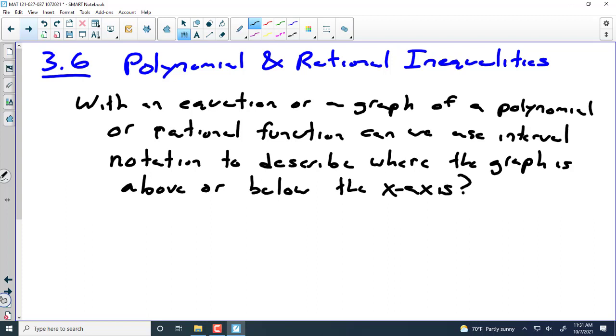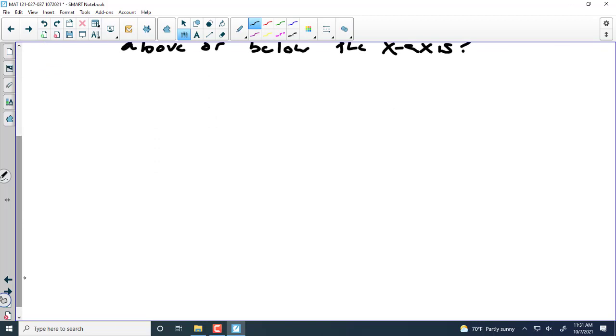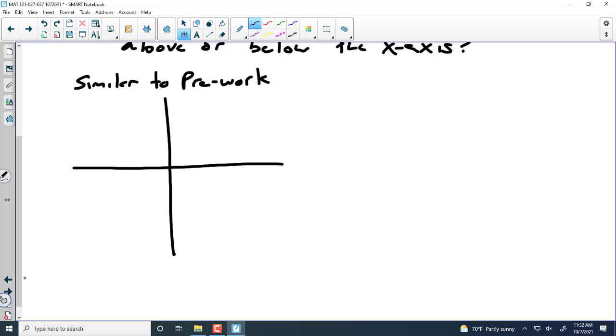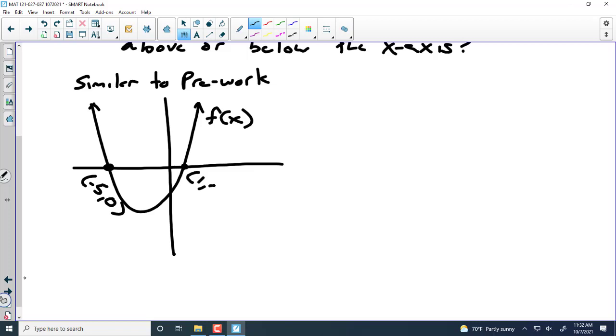Maybe that doesn't sound any simpler to you. With an equation or a graph, either one, it's a polynomial or a rational equation, can we decide, using interval notation, how to tell people when that graph is above or below the x-axis? So we'll start like this, and this is going to be similar to the pre-work you did, this first example. So I want to start with something that you've already kind of seen. So we'll just put a nice quadratic up here. And the most important thing about this parabola right here, which I will call f of x, is that it has its x-intercept here at negative 5, 0, and its other one over here at 1, 0.